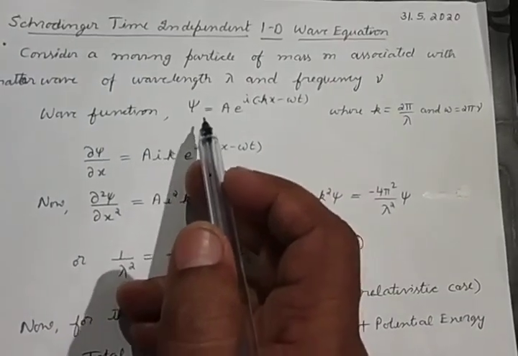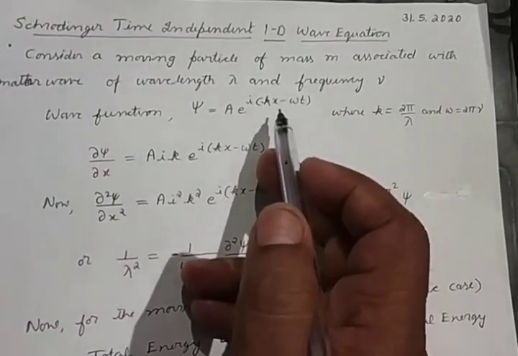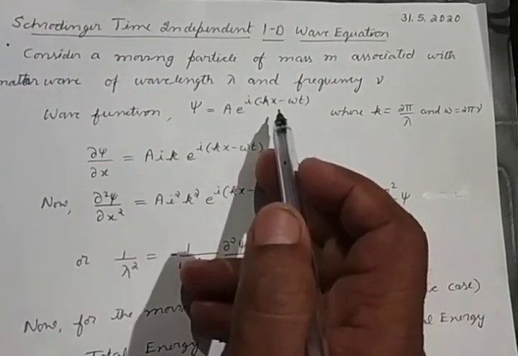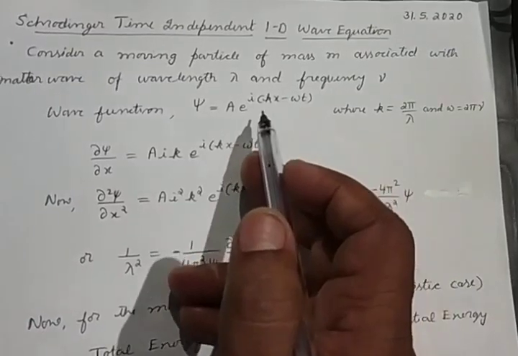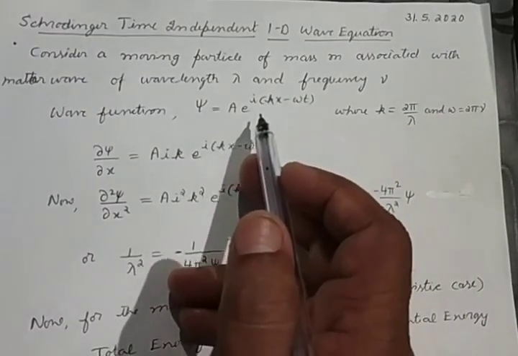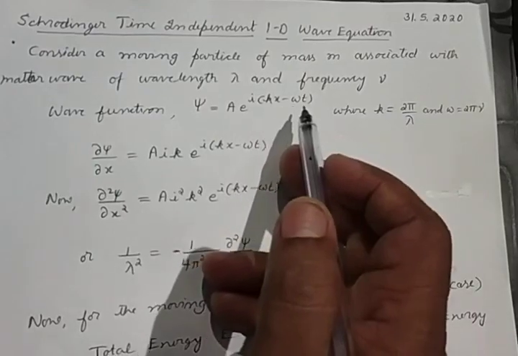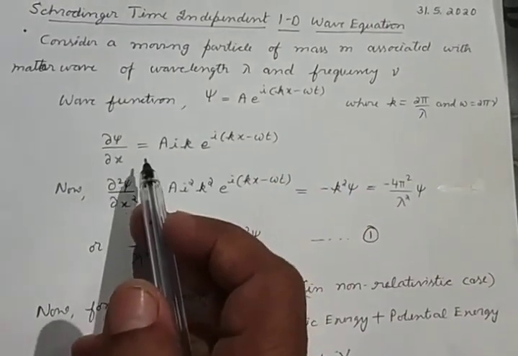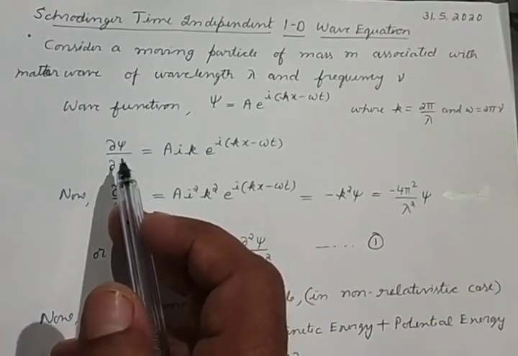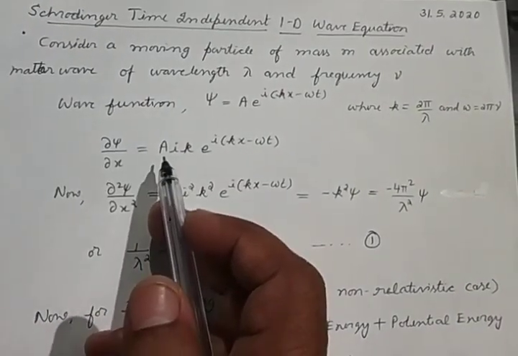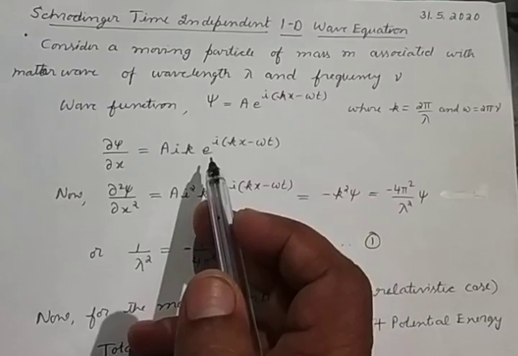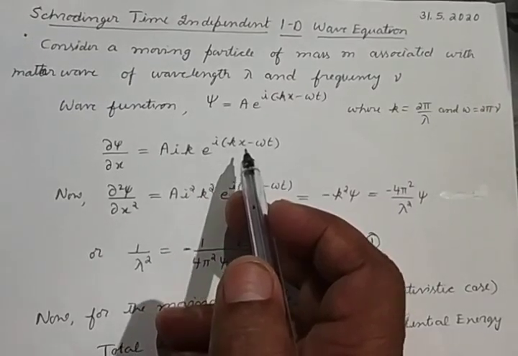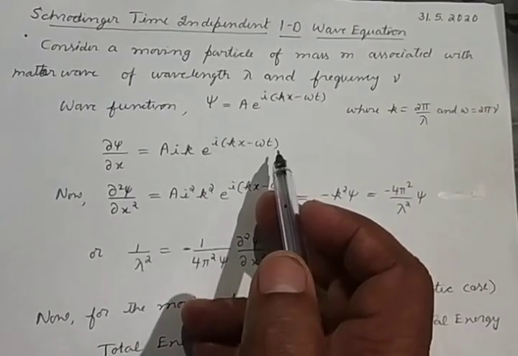So here the wave function psi is actually a function of two parameters, x and t. So we have to do partial differentiation, which means we consider only x as the variable and time as constant. By that way, if we differentiate, we get the first derivative: dou psi by dou x is equal to A i k into e power of i into (kx minus omega t).